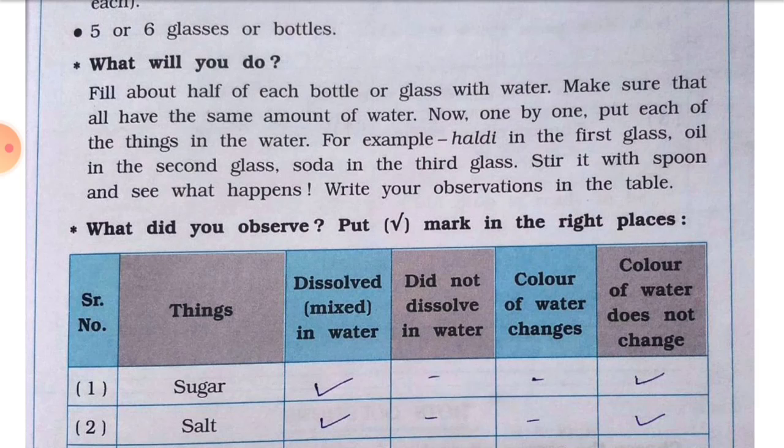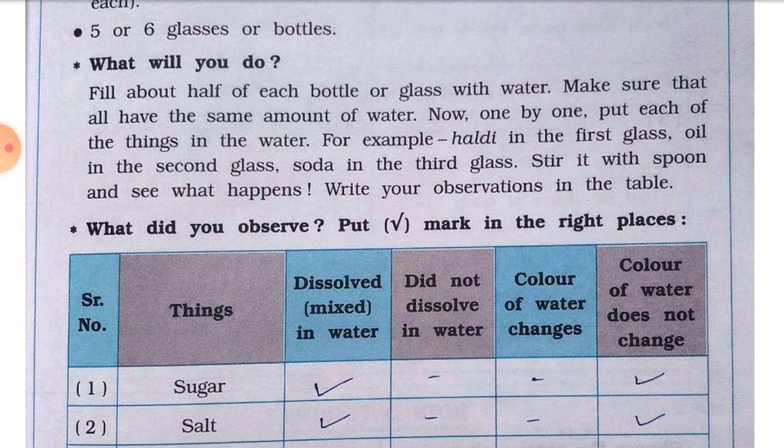Now one by one put each of the things in water. For example, haldi in the first glass, oil in the second, soda in the third glass. Stir it with a spoon and see what happens. Write your observation in the table. Now see what you have to do.